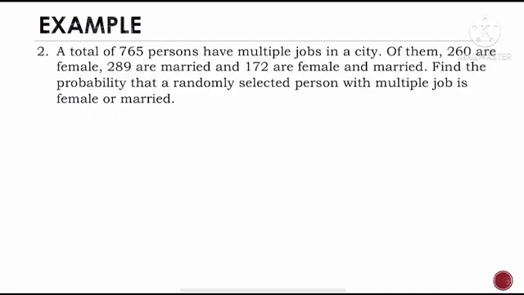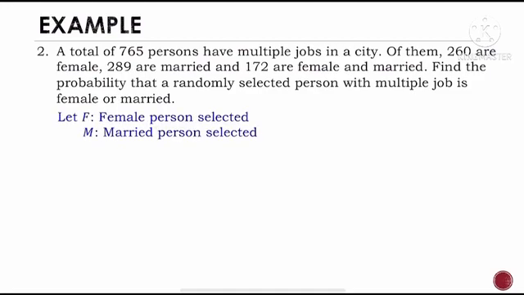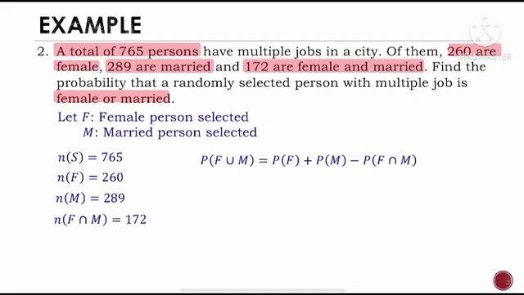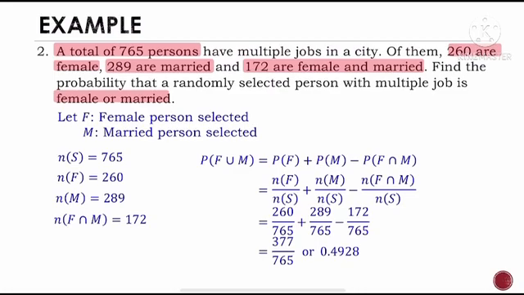For this example, we have to define the events first. Let F be the event of a female person selected and M be the event of a married person selected. A total of 765 persons means that the number of the sample space is 765. 260 are female, meaning the number of females is 260. 289 are married, meaning the number of married is 289. 172 are female and married, meaning it is the number of the intersection of female and married. Now we want to find the probability that the selected person is female or married. This is P(F union M), which equals P(F) plus P(M) minus P(F intersect M). Each of these probabilities must be divided by the number of the sample space, 765. Then substitute the values and calculate the answer. The answer can be in fraction or decimal number, up to 4 decimal places.